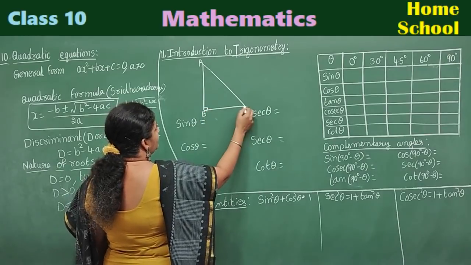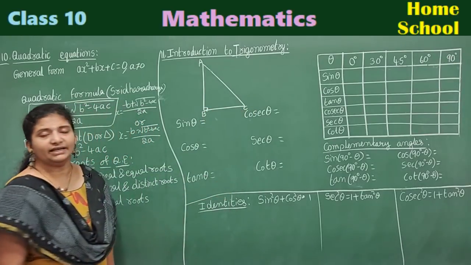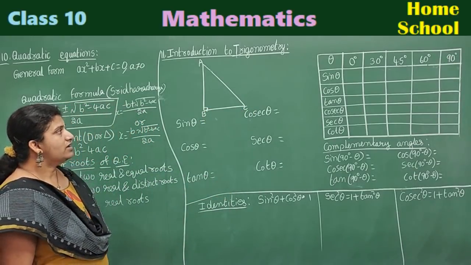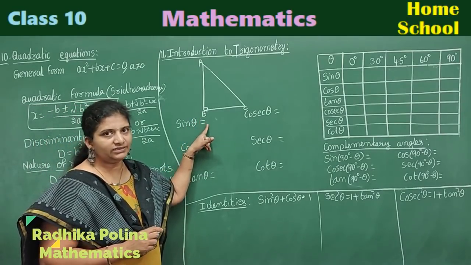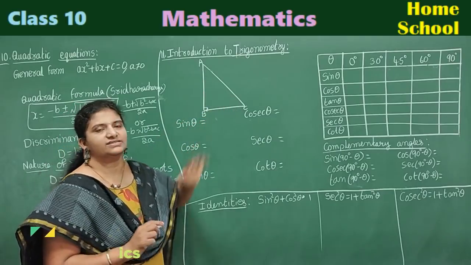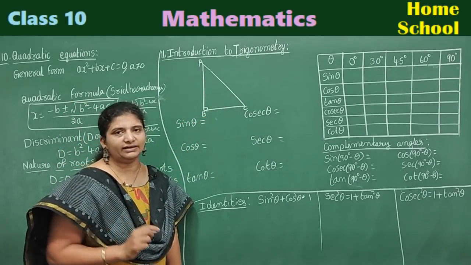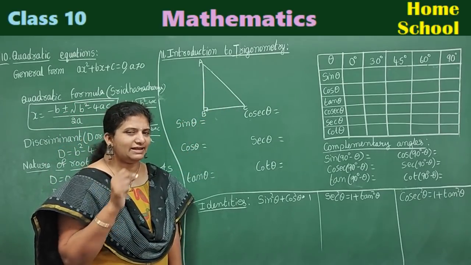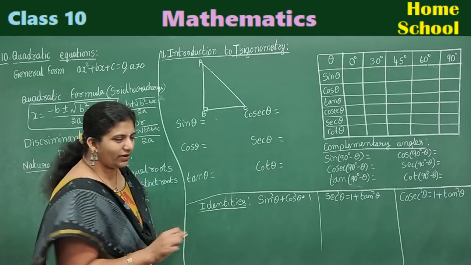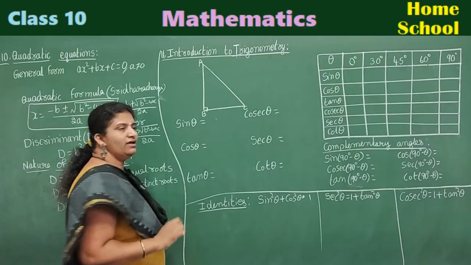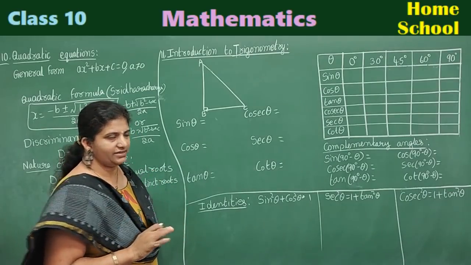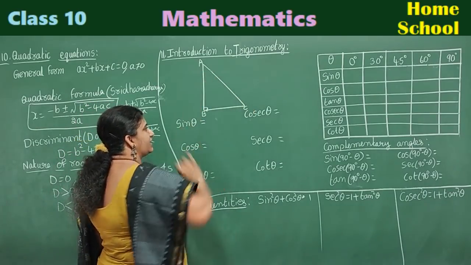Let me take a right angled triangle ABC, right angled at B. If this is a right angled triangle, then the other two angles will be acute angles. Acute means less than 90. So this is 90 and these two angles will be less than 90 degrees. This is acute and this is acute.